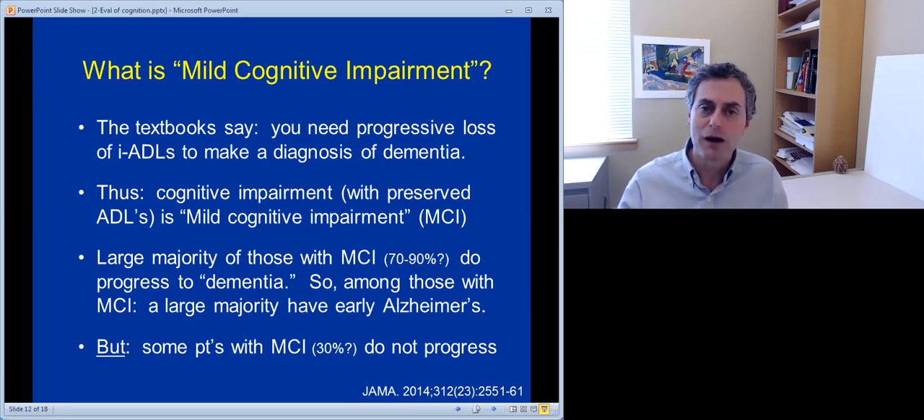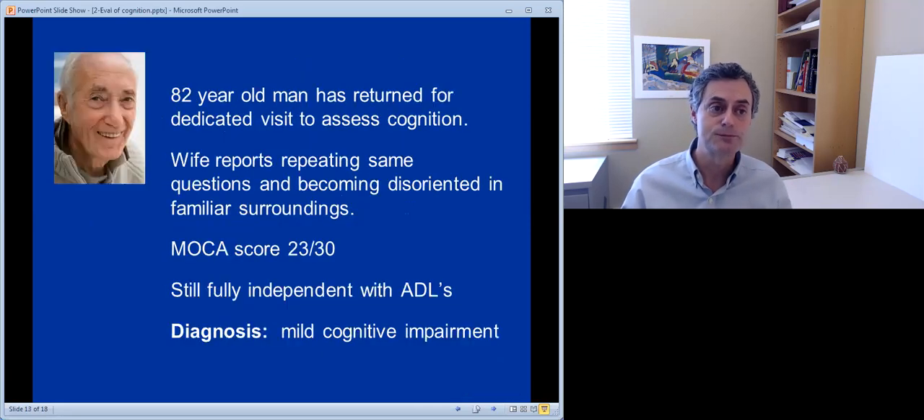And so we're going to talk about how to talk to patients about that and what to do about it. But it's also so important to keep in mind that some patients with mild cognitive impairment, maybe a third or even more, do not progress to worsening dementia. And so it's really important to find the right balance of reassurance, but concern when a diagnosis of mild cognitive impairment comes up.